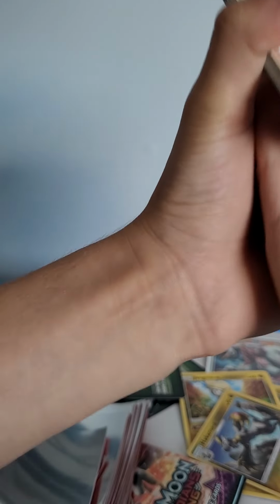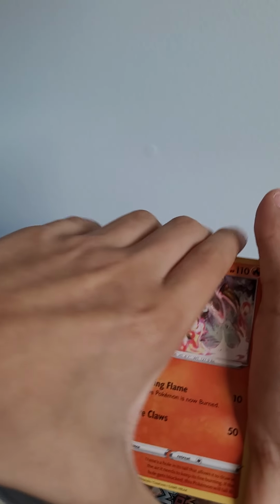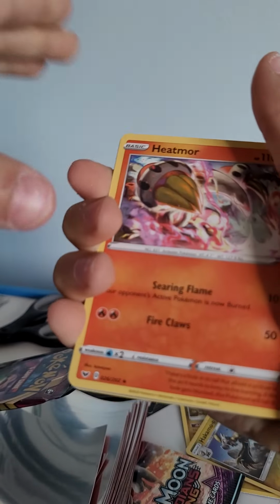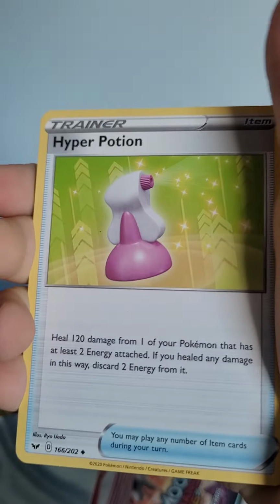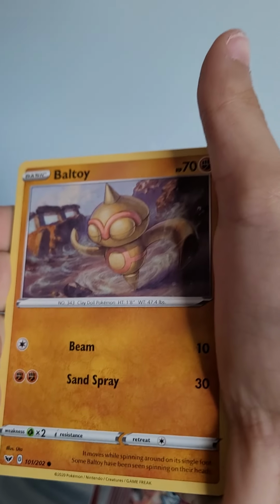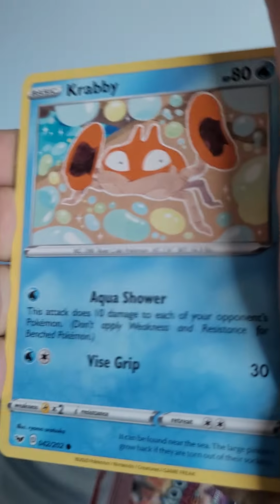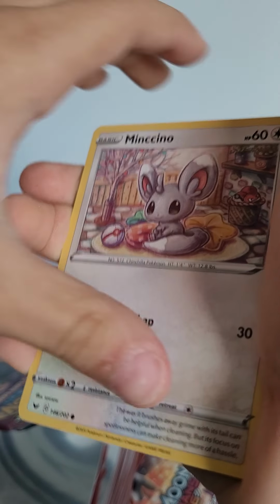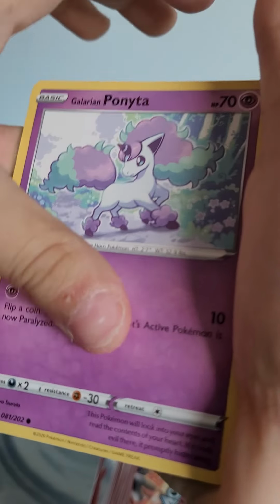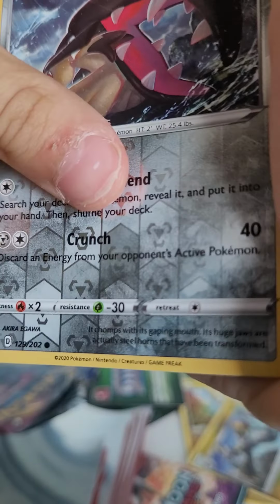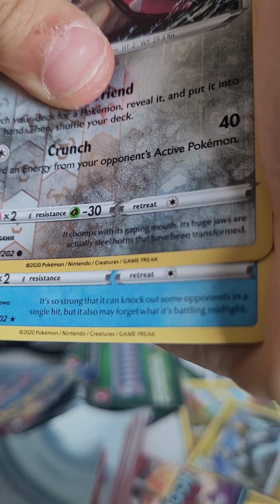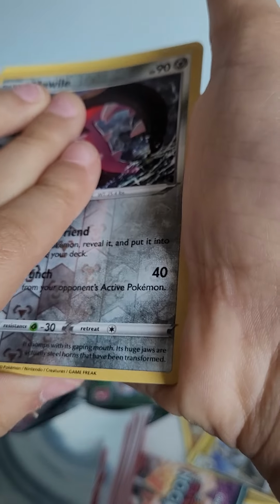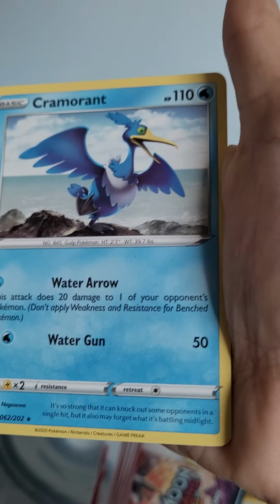Okay. I'm actually going to be so careful not to look at what's behind. I got to heat more. Okay, heat more. Galarian Stunfisk. Hyper Potion. Baltoy, Chinchou, Krabby, Minccino, Galarian Ponyta, Mawile. Cramorant. Okay, and then our Fire Energy.